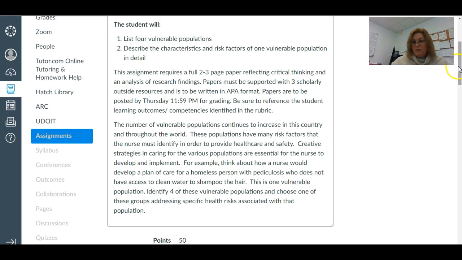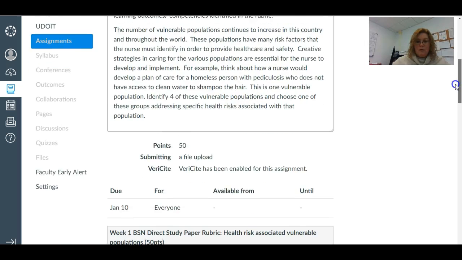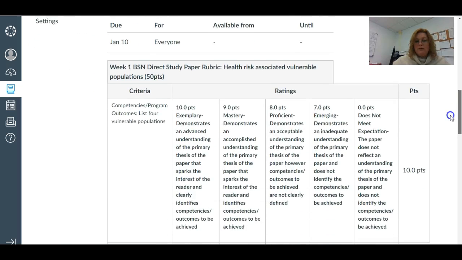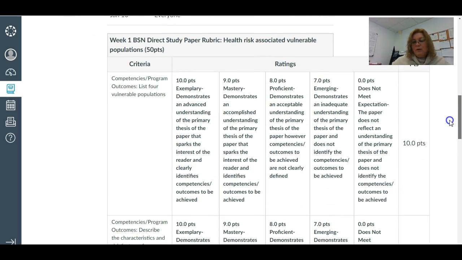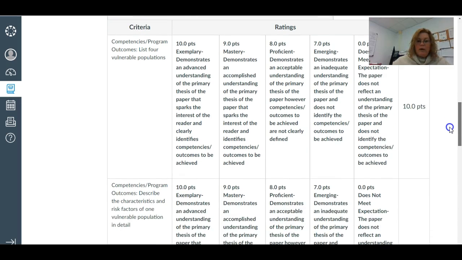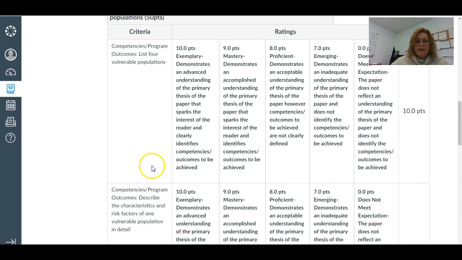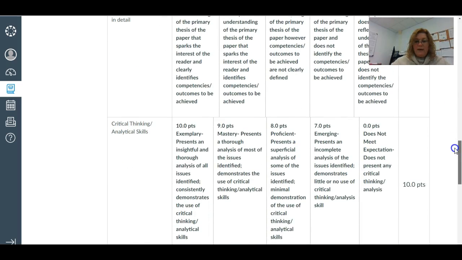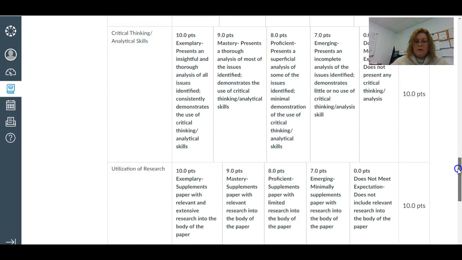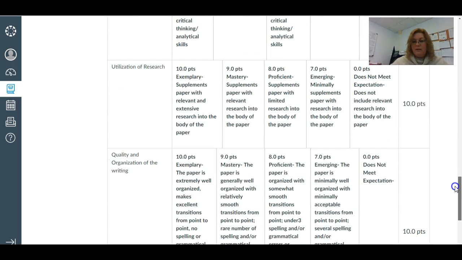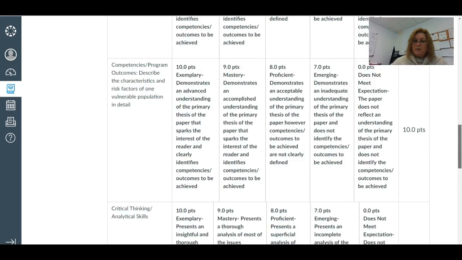And then when you scroll down, you also need to pay attention to the rubric. So when you're writing an outline, you need to maybe start with the criteria and then add some of the details within each of the paragraphs and identify if you think you're meeting each of the criteria in the rubric. I'm going to scroll back up.